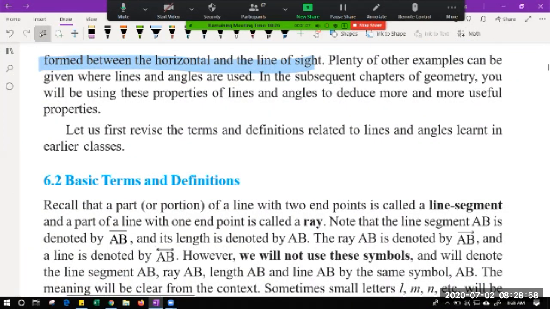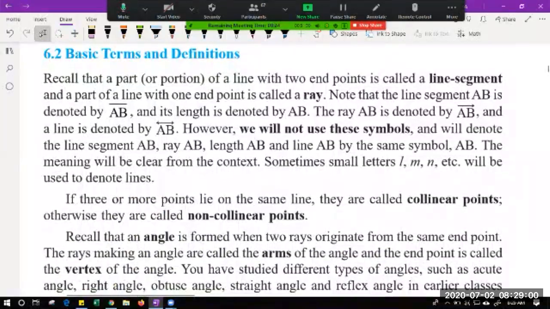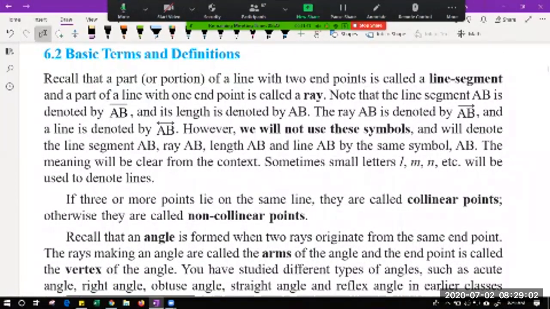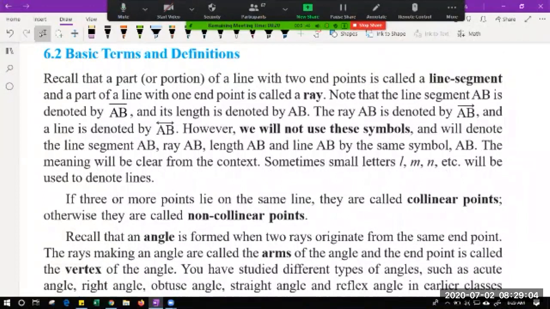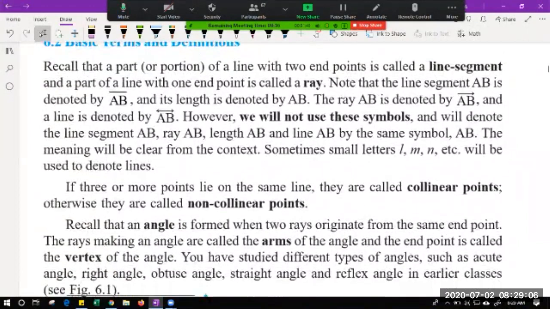Now, basic terms and definitions we have already done in the lecture. You can see my lecture that I have uploaded on the YouTube channel. In that you can see all these points are covered, like line. What is a line? A line has arrows on both the ends, so it can be extended on both the ends. It has negligible breadth.